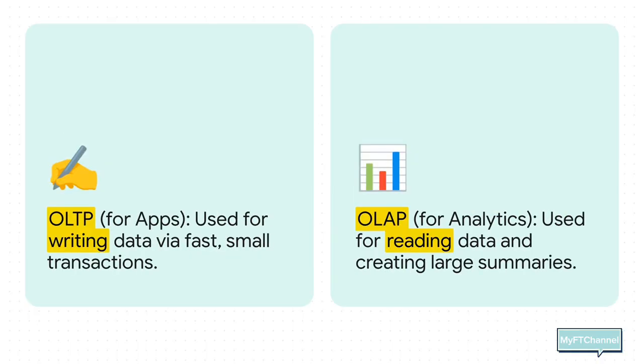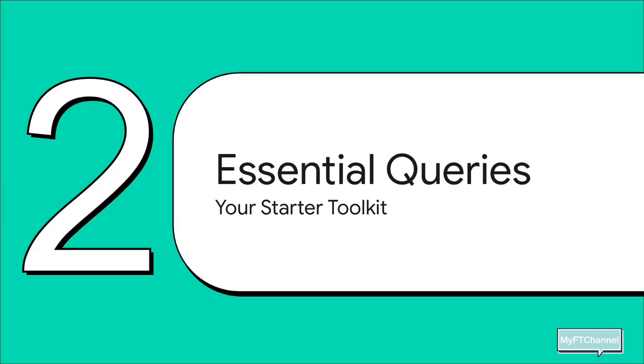Now, you might hear these two acronyms thrown around, OLTP and OLAP. Look, all you need to know is this. OLTP databases are for the apps, for quickly writing data, like when you place an order online. OLAP databases, on the other hand, are for us, the analysts. They're built for reading and summarizing huge amounts of data. The key takeaway? You're almost always going to be working in the OLAP world, which is designed for asking those big questions. All right, vocabulary lesson is officially over.